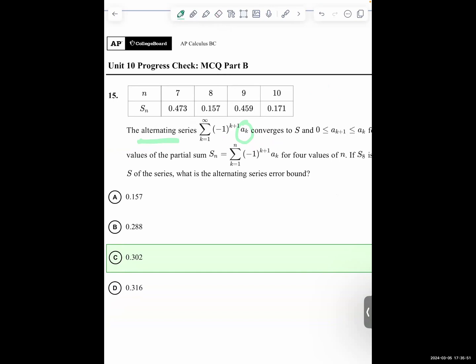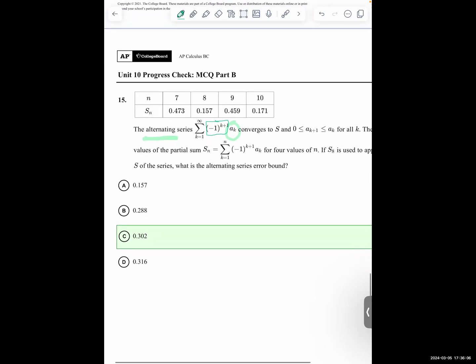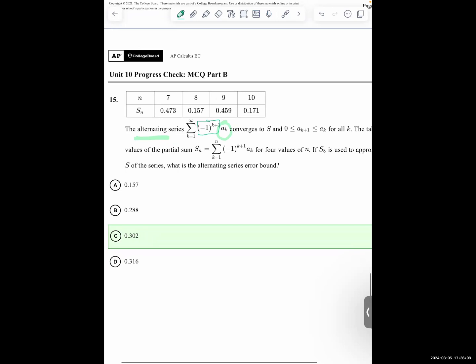We see that it's got the alternating piece, and then don't be thrown off. The AP test also uses k as an increment instead of what we've been using, which is n. So if it makes you more comfortable, you guys can switch that to n as well. And so it says it converges to S, which is a sum.